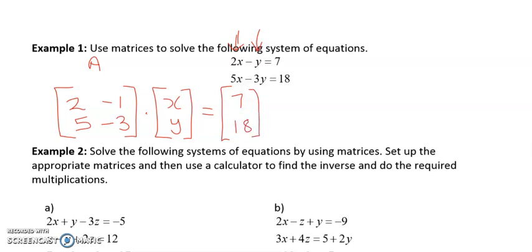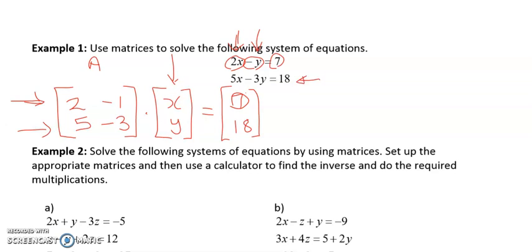All right? Now, by the way, if you wanted to verify that this matrix equation is the same as the system of equations you started with, remember how you multiply matrices. You would go across the row in the first matrix, so 2 and -1 would get multiplied by, well, there's only one column in the second matrix, so you would have 2 multiplied by x, and then -1 multiplied by y, and it's equal to this number here. That's your 7. And if you multiply 5 and -3 by x and y, you get a result of 18. That's your second equation. And that's why these are equivalent.